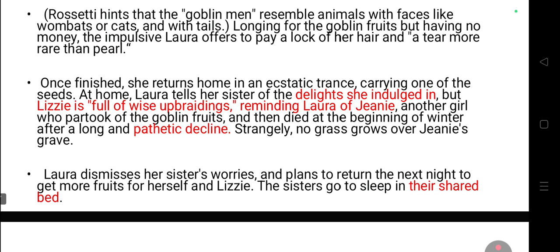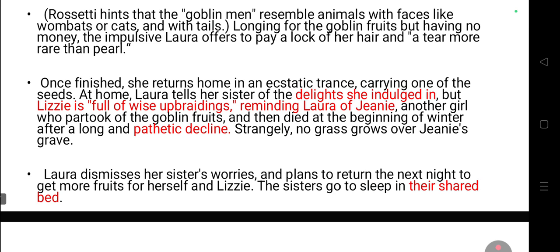goblin merchants. At home, Laura tells her sister of the delights she indulged in. So when you are indulged, this particular word indulgence already suggests something. Indulge is mostly used with negative connotations. So, delights she indulged in, but Lizzie is full of wise upbringings.